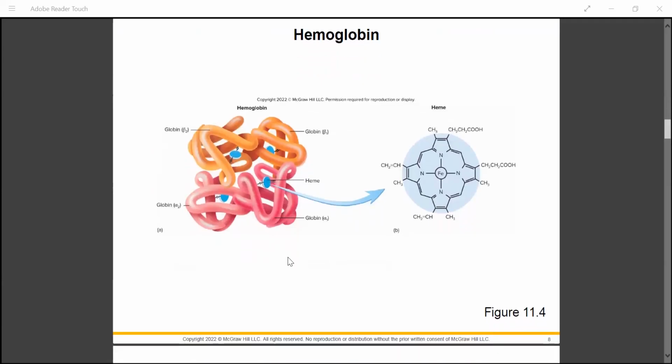So this is just the hemoglobin molecule. Like I said, it's made up of 4 globin proteins, each with a heme molecule. So that's hemoglobin. So one red blood cell can carry 4 oxygens because each heme has an iron for bonding.